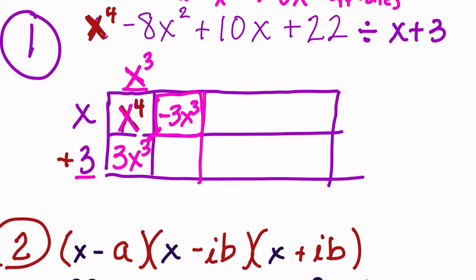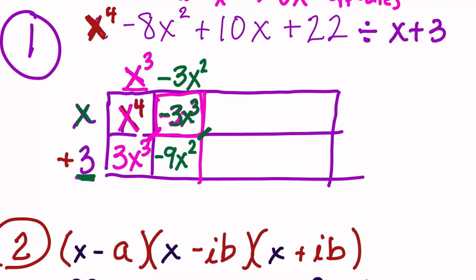Okay, the next step is we'd go again. What do we have to multiply this x by to get negative 3x cubed? Well, it's going to have to be negative 3x squared, right? Because x times x squared would be x cubed. All right, now we are going to multiply. Negative 3x squared multiplied by the 3 over here would be negative 9x squared. So that was the multiplying part.